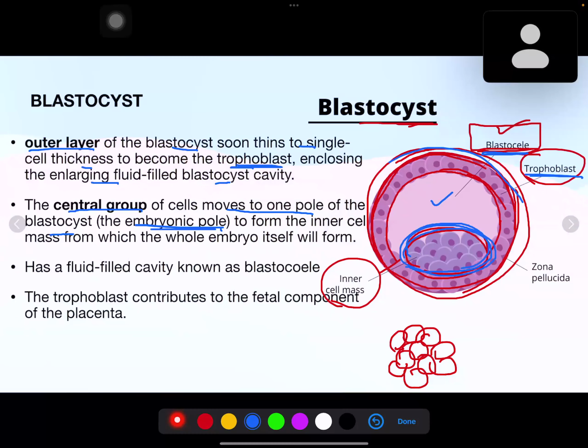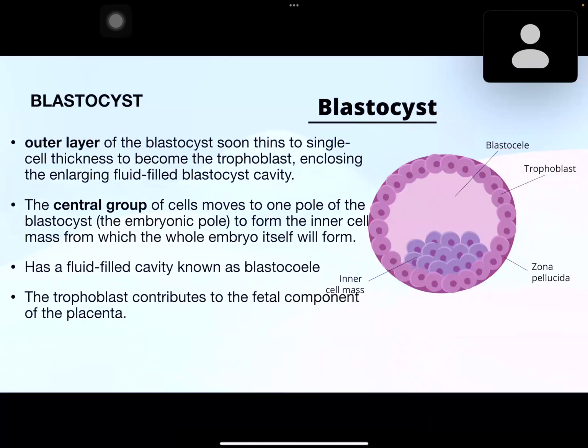So this will be called the embryonic pole, forming the inner cell mass from which the whole embryo itself will form. Okay. Now it has a fluid-filled cavity which is known as the blastocoele, and the trophoblast contributes to the fetal component of the placenta. Okay, so this is called the blastocyst.